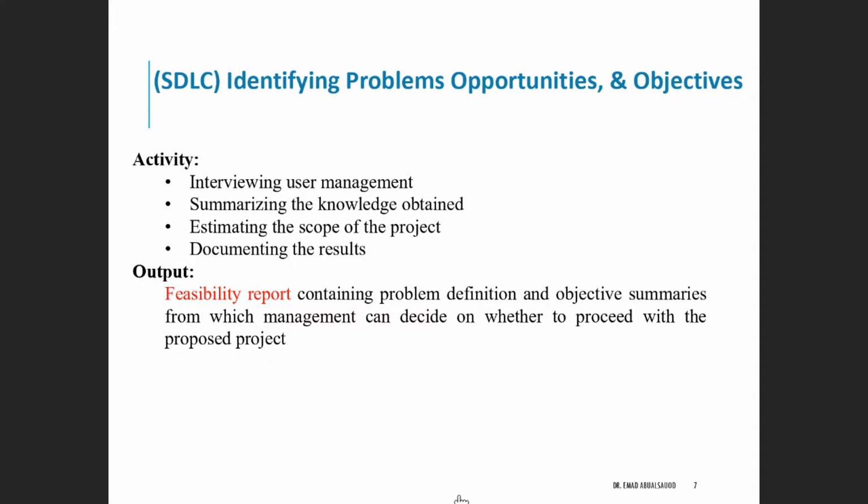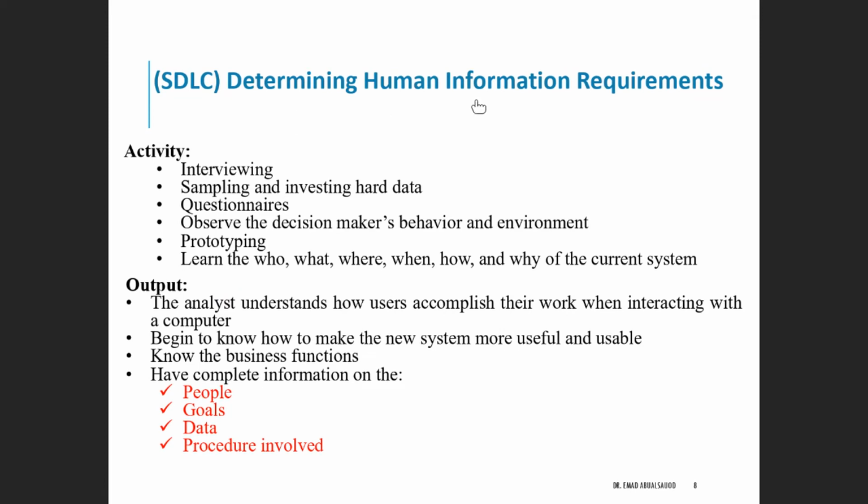The second step, determining human information requirements. Again, here you have to do either surveying or interviewing. You have to do sampling, questionnaires, which are the questions or surveys. Observe the decision makers' behavior and environment. You go and see the nature of the work and the nature of the problem with your own eyes and observe it.